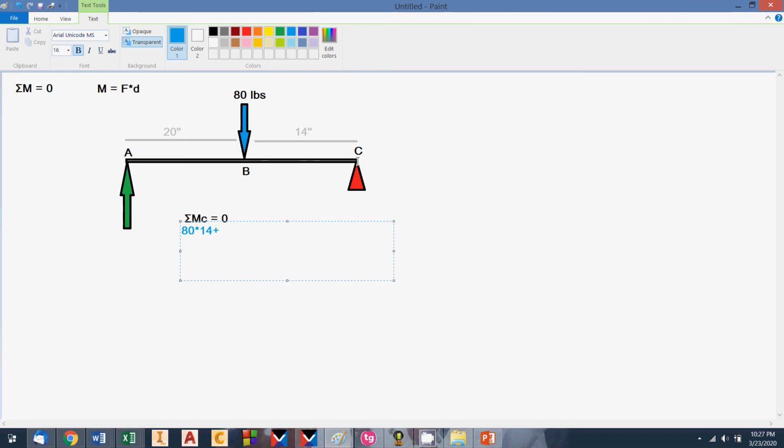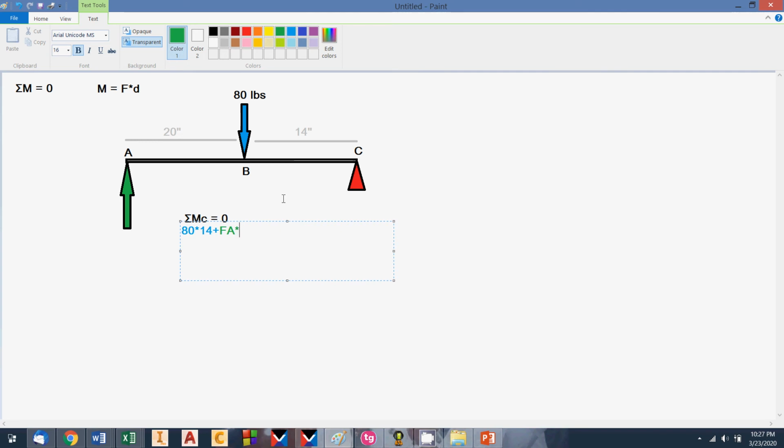What else can cause things to spin around point C? The next one's not quite as obvious, but our force out here at A is pushing on the bar. Even though it's just counteracting point B, it's still pushing on the bar. So we're going to count that as a force on, or I guess a moment around, our point C. So we don't know what that force is yet. So I'm just going to call it force at A. But I do know how far away it is.